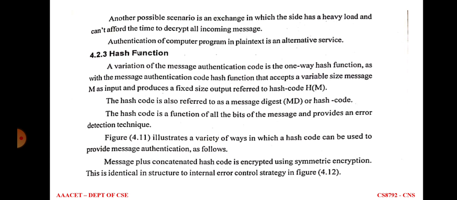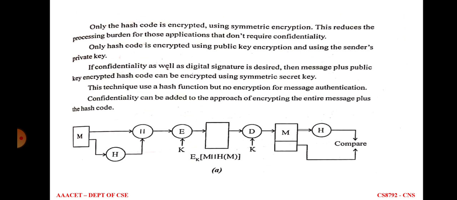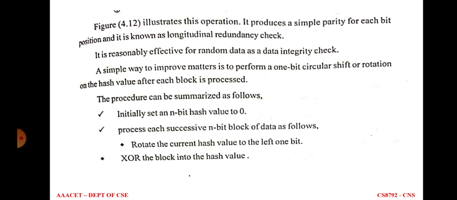So for that type of code we are using the hash function, because it accepts a variable length of message but produces only a fixed size output. The hash code is otherwise called the message digest, that is MD, or hash code. So this diagram clearly explains the concept of hash code. Before that we can know the process of the hash function.